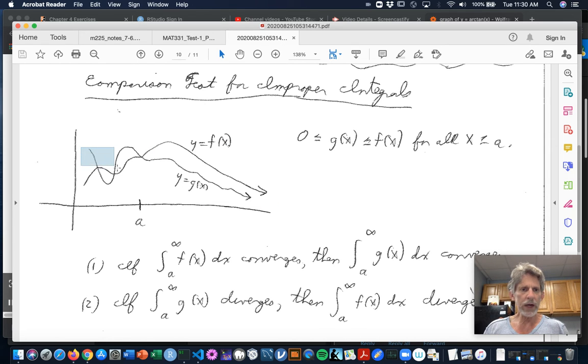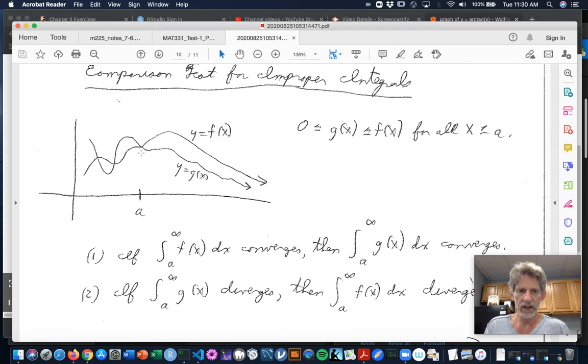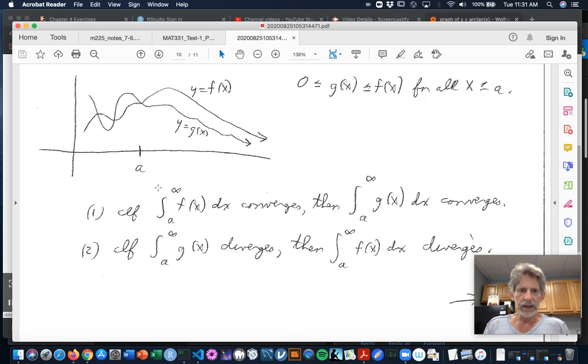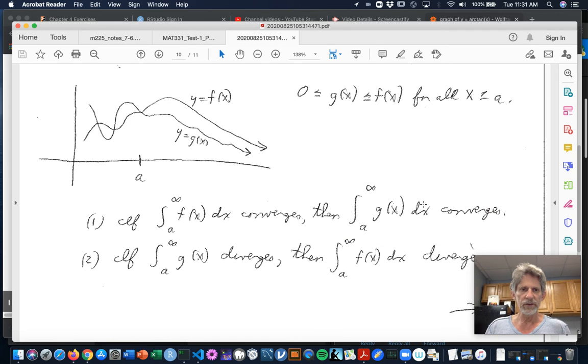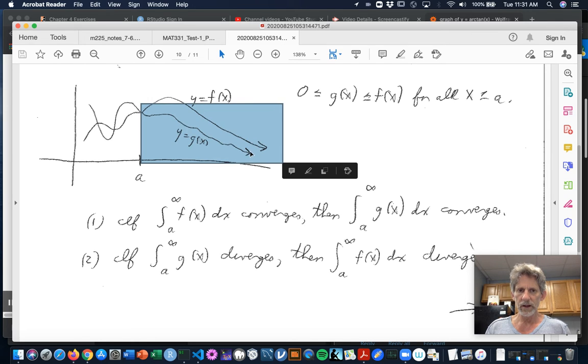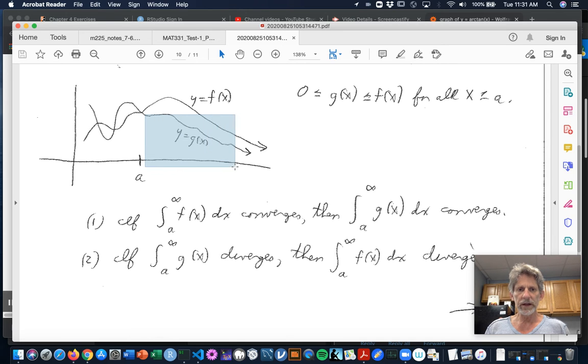It doesn't matter what happens before. It doesn't matter who's bigger or smaller before. But suppose that there's an a such that past a, the f is bigger than g, which is bigger than 0. Then, if the improper integral from a to infinity of f of x converges, then the improper integral from a to infinity of g of x converges. That should make sense. If there's a finite amount of area underneath the f curve, then there ought to be a finite amount of area underneath the g curve because the g curve is lower.